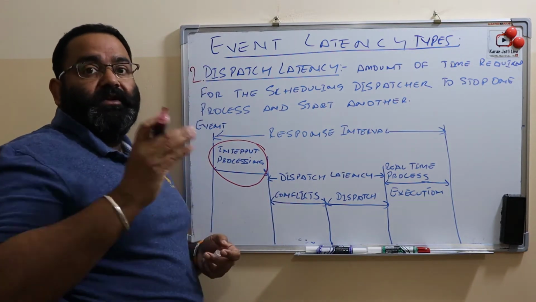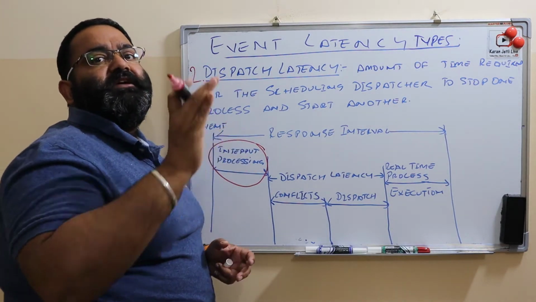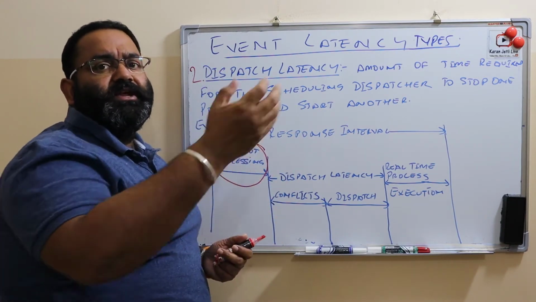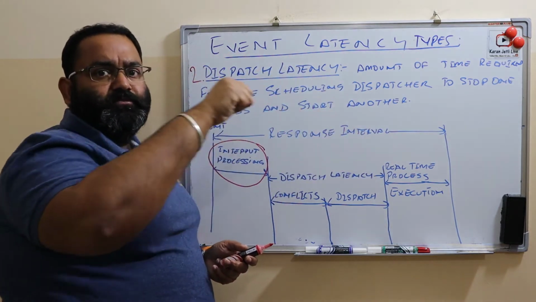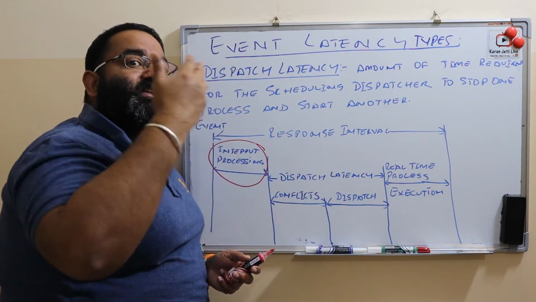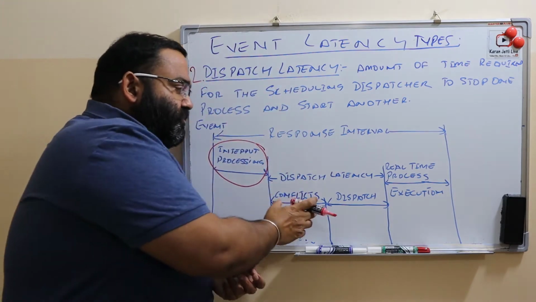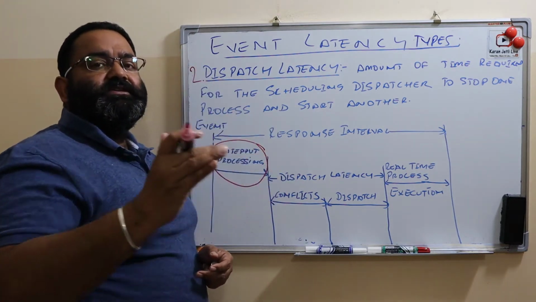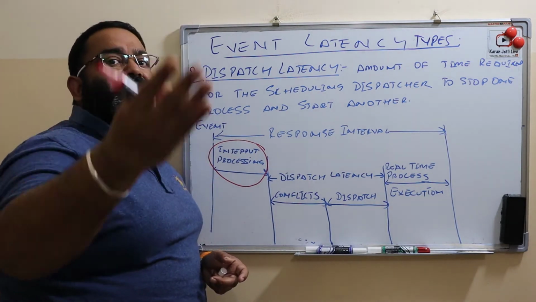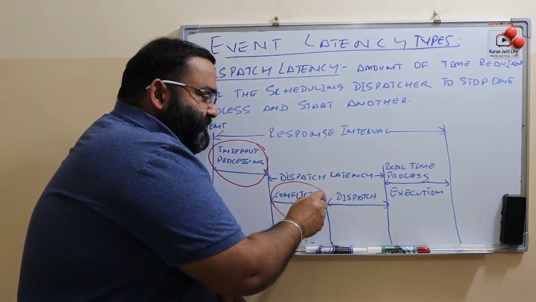Now what do you understand by conflicts? Conflict means some present process is running in the CPU. The CPU must save the state of that process, and it must take all the resources back from that process. Then after saving its state and getting all the resources released, it should dispatch the other process. So conflict means saving the state of the present process, taking back all the resources, and if required assigning them to the new process. That is called the conflicts stage.